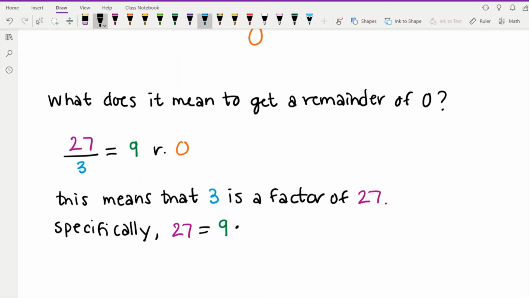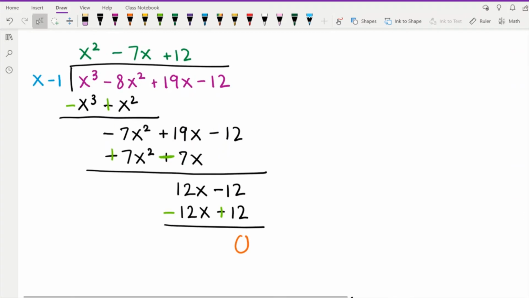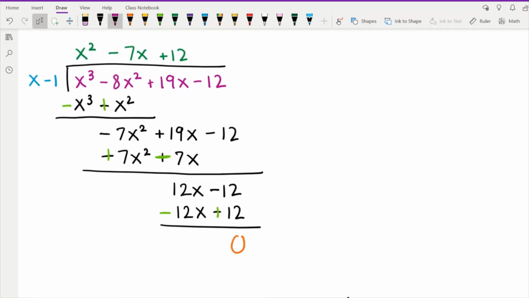Sorry if I may have gone overboard on my color coding here, but hopefully it's helping. If you get a remainder of 0 when you're doing division, that tells you that whatever you are dividing by goes in perfectly, meaning it's a factor. And when something is a factor, you can rearrange your division. If 27 over 3 is 9, that means that 27 is equal to 9 times 3. So let's try to reinterpret that in terms of this. What does this tell us?